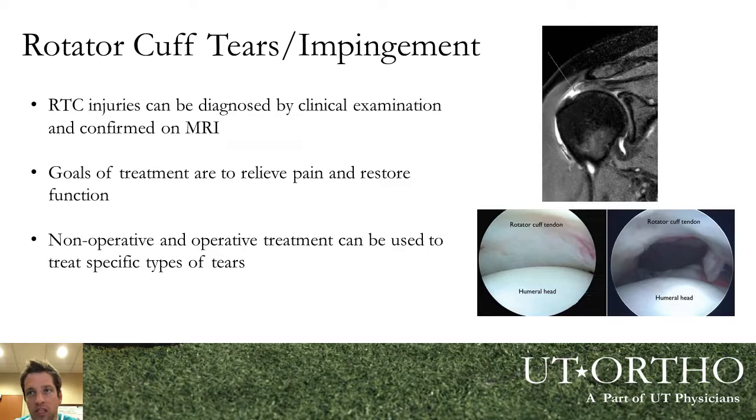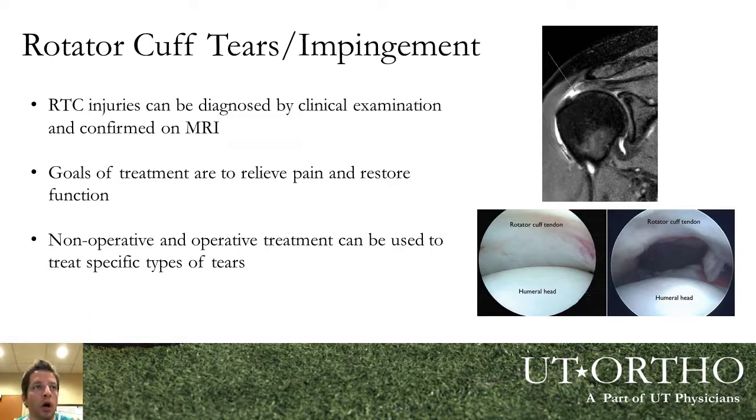You can see the rotator cuff tendon intact on the left, and then the rotator cuff tendon torn on the right. So the goals of the treatment are to relieve pain and restore function. Non-operative and operative treatment can be used to treat specific types of tears. So I think that whether it's oral anti-inflammatories, injection, or rehabilitation, these can be effective for the rotator cuff. There are also those that need to be treated with surgery.